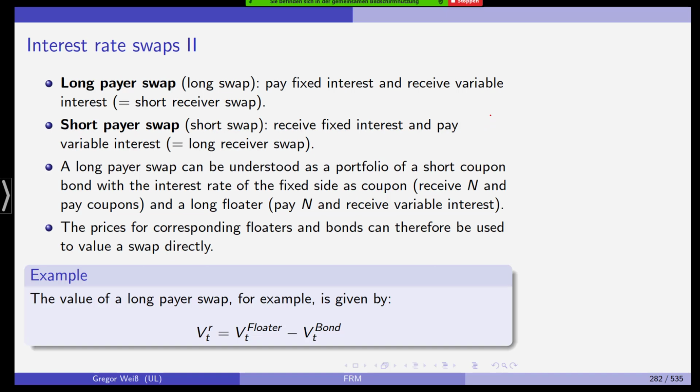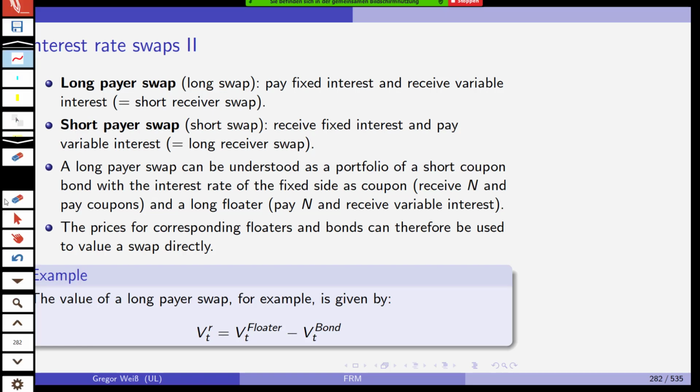What is a long payer swap or a long swap? You pay fixed interest and you get variable interest, which is also equivalent to a short receiver swap. In the short payer swap, or just a short swap, we receive the fixed interest and we pay variable interest. So remember, a long swap is you get the variable interest payments, and the short swap, you get the fixed payment. And a long payer swap can also be understood as a portfolio of a short coupon bond with the interest rate of the fixed side as coupon and a long floater with the same notional.